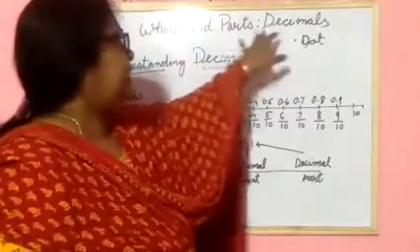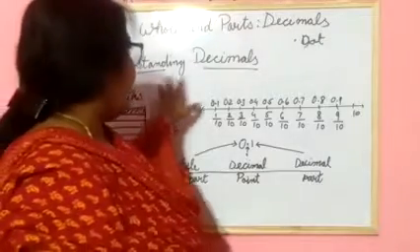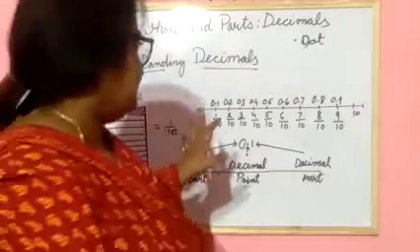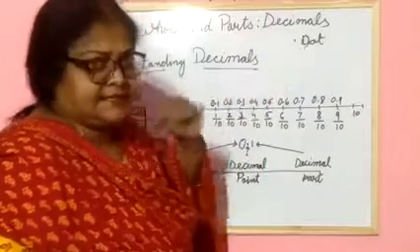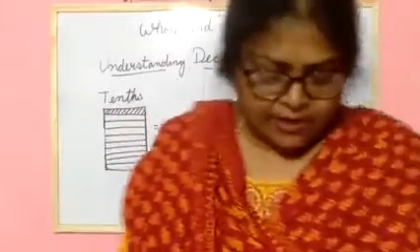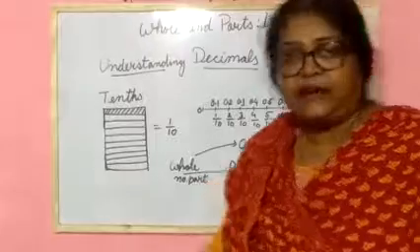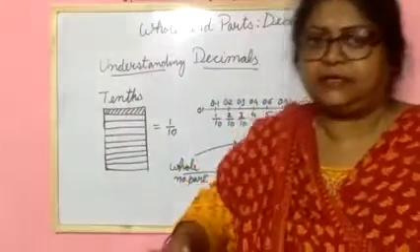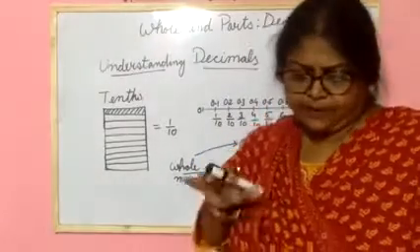So in whole and decimal part today, what have you learned? You have learned about decimal, what a decimal is. In decimal, how will you represent a number as a decimal? This dot is known as the decimal point. How will you understand whether it is a decimal or not? First you have to take one whole part, and you have to divide this whole part into 10 equal parts.